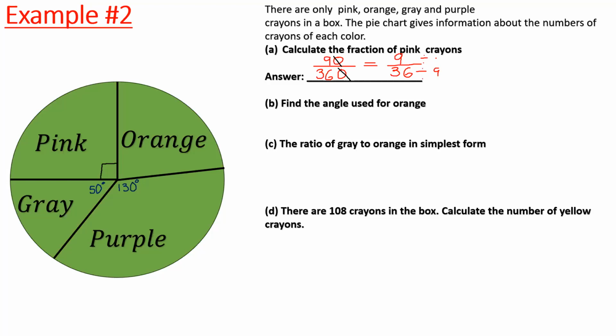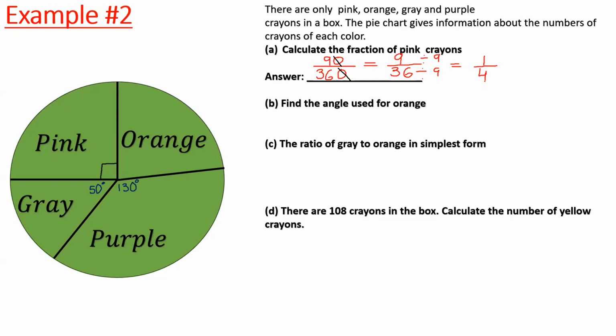So 9 divided by 9 is 1. And 36 divided by 9 is 4. So the answer is 1 over 4. Does anyone agree with this position? Anyone agree with that? 1 over 4? Yes, sir. I do. I agree. Very good.